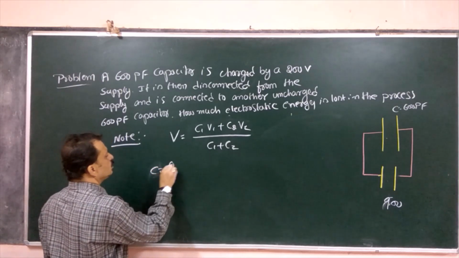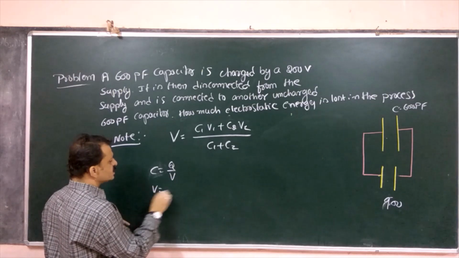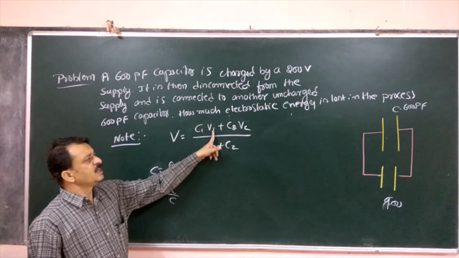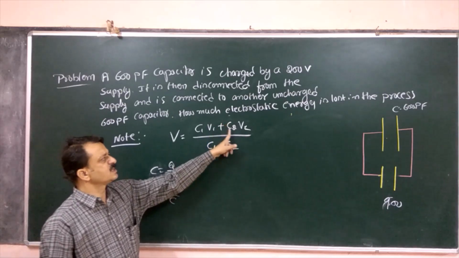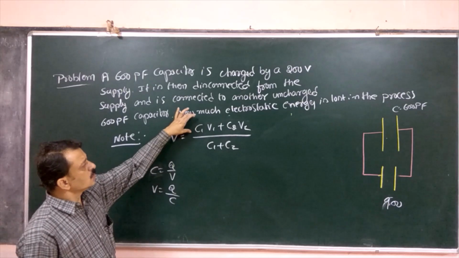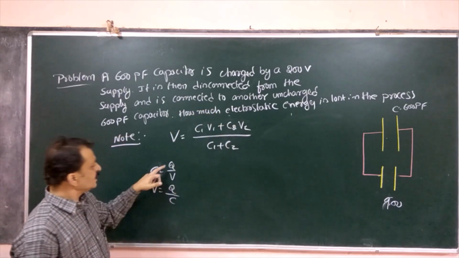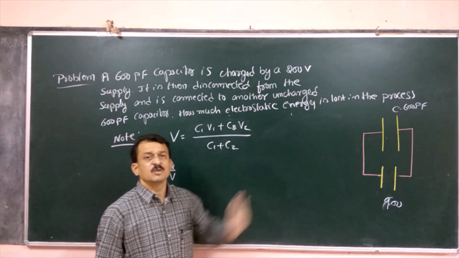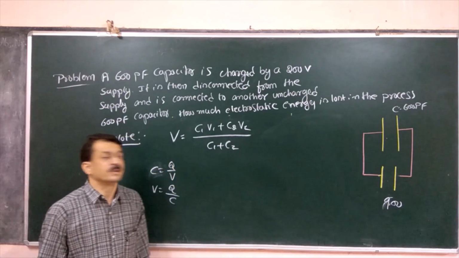Capacitance C is equal to Q by V, therefore V is equal to Q by C. ಅಂದ್ರೆ ಅರ್ಥ, C1 V1 it is charge on the first capacitor, C2 V2 charge on the second capacitor. So if you add them, you will get the total charge. C1 plus C2, it is the effective capacitance in parallel combination.